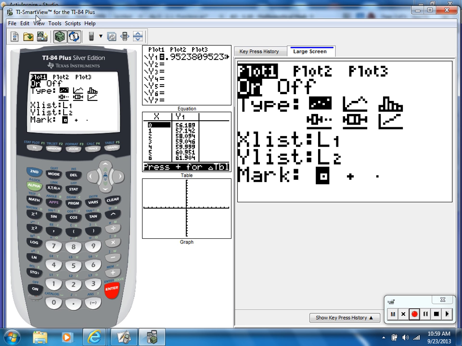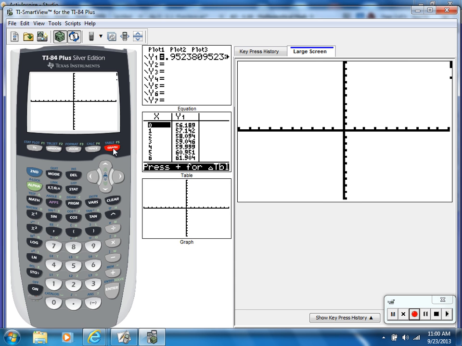Okay, and same with this one. So which one do we want? The very first one, right? We don't want them connected. We just want the dots on there. Our X list is L1, our Y list is L2, and then you get to pick if you want boxes, pluses, or dots. And hit graph. No, it didn't show up. Why didn't it show up?